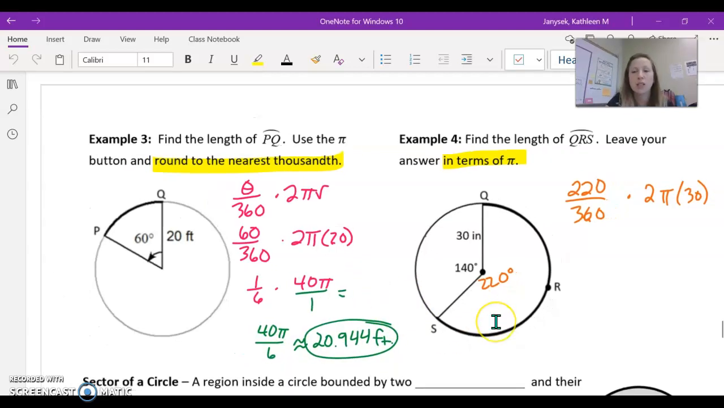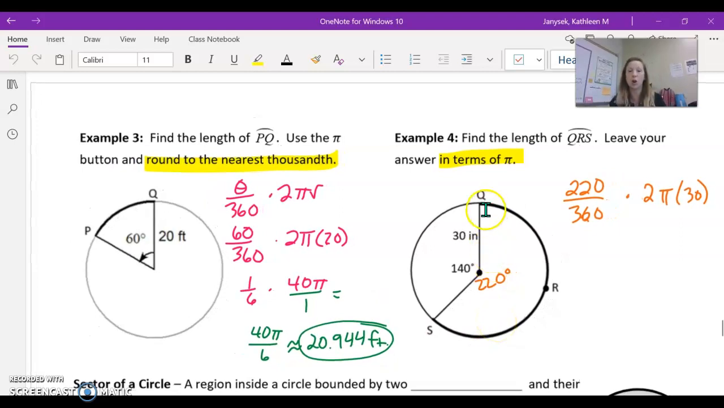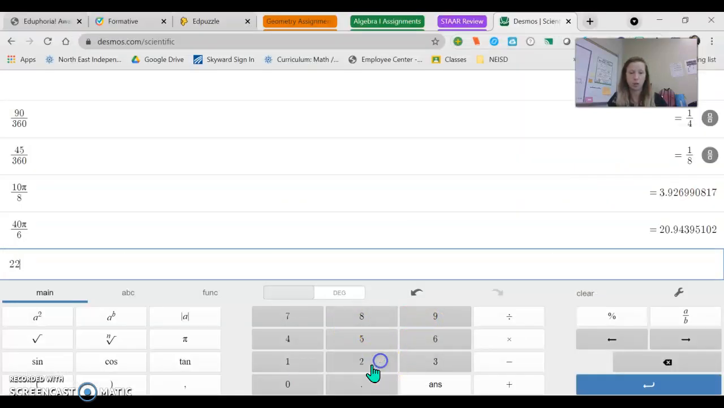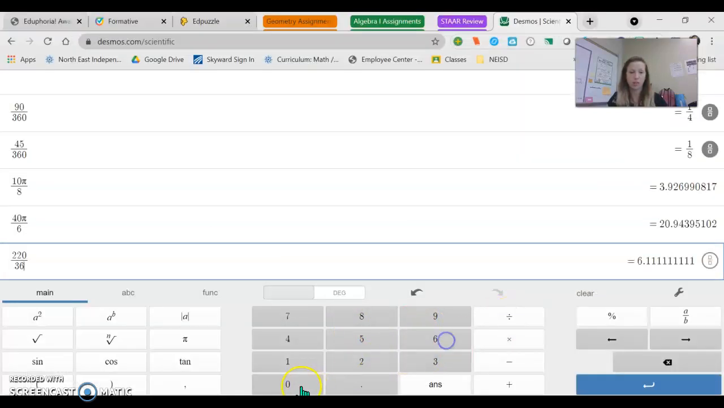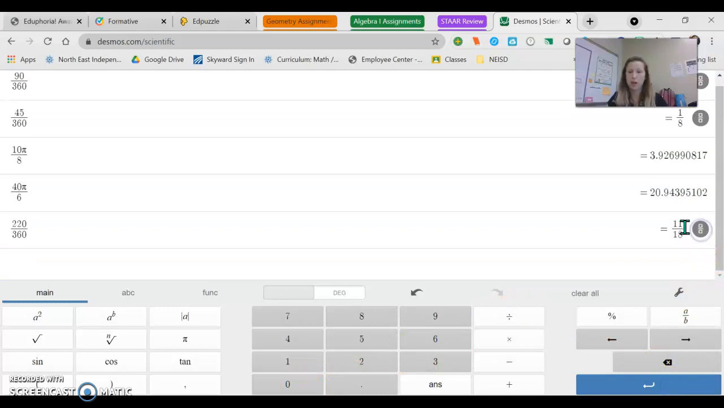Now, this next one was slightly different because notice that the arc I want is QRS here in bold. They gave us this angle, not this one. So a full circle is 360. So I did 360 minus 140 to get that this angle is 220. So the arc we're looking for is 220, not 140. Now let's complete this. So first I'm going to reduce this fraction, 220 over 360. 220 divided by 360, and it's 11/18.